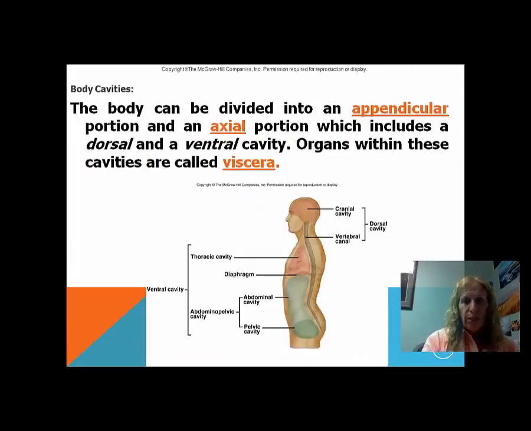The dorsal cavity is divided into the cranial cavity and the vertebral canal, and the ventral cavity is divided into the thoracic cavity, which is your chest, and that is separated from the lower cavity, the abdominal pelvic cavity, by the diaphragm, a thin sheet of muscle that aids us in breathing. The abdominal pelvic cavity is subdivided into the abdominal cavity and the pelvic cavity.